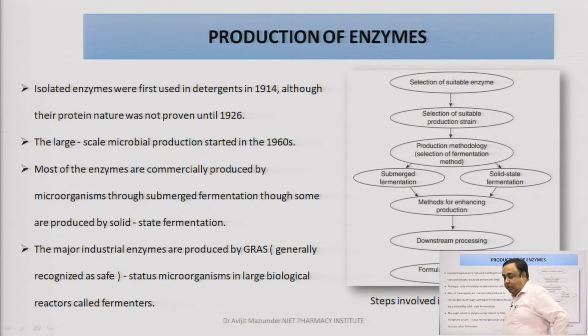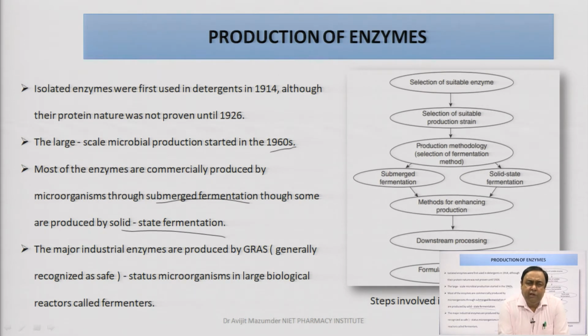Isolated enzymes were first used in detergents in 1914, although their protein nature was not proven till 1926. The first large scale microbial production started in the year 1960. Nowadays most enzymes are produced commercially by two methods: one is submerged culture, and the other is the surface or solid state fermentation process.